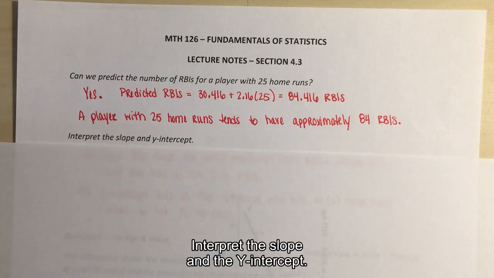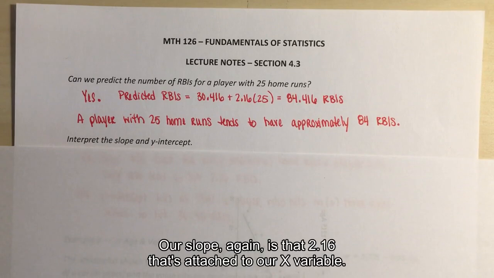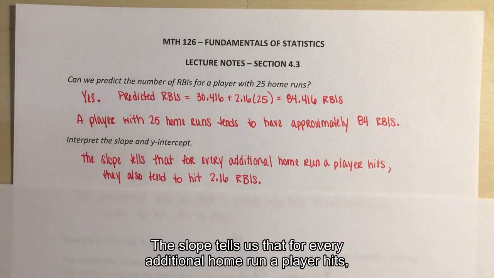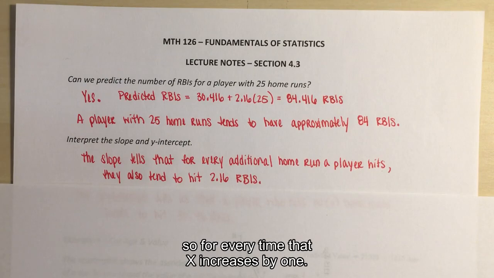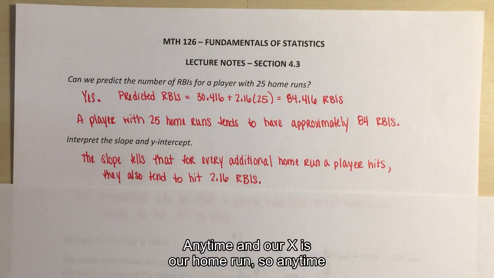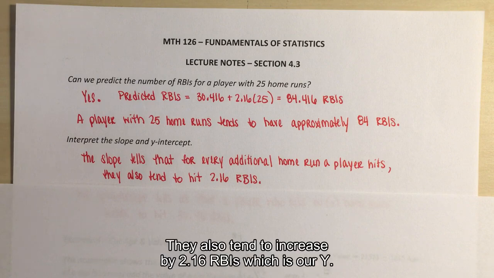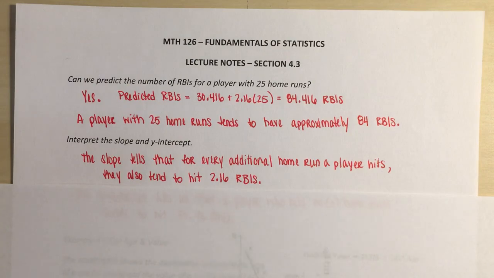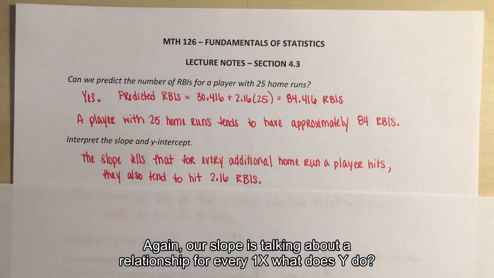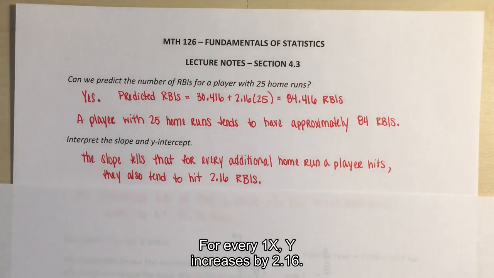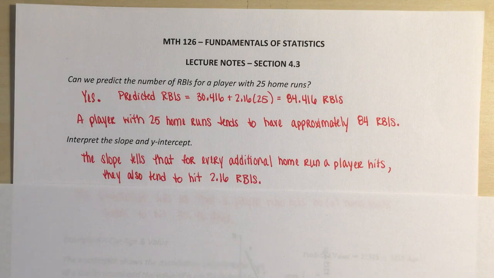All right, interpret the slope and the y-intercept. So our slope, again, is that 2.16 that's attached to our x variable. Right? The slope tells us that for every additional home run a player hits, so for every time that x increases by 1, and our x is our home run, so anytime a player hits another home run, they also tend to hit 2.16 more RBIs. So they also tend to increase by 2.16 RBIs, which is our y. So again, our slope is talking about a relationship for every 1 x, what does y do? For every 1 x, y increases by 2.16.